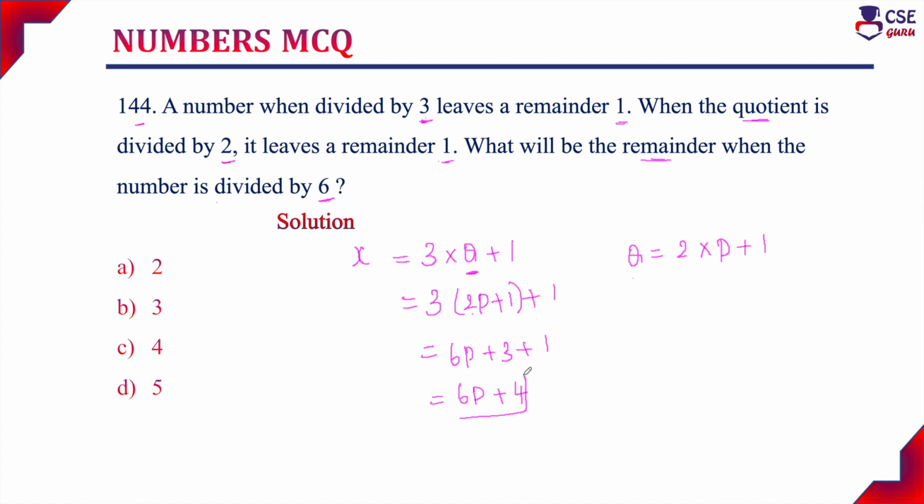Now this is the dividend value. If you know the p value, we will get the dividend. When this dividend value is divided by 6, what will be the remainder? If you are dividing this by 6, the remainder you will get here is 4. So the remainder is 4. So the correct option is option C, 4. If you are solving it directly, we get the same, and this is nothing but the remainder. So the correct answer is option C, 4.